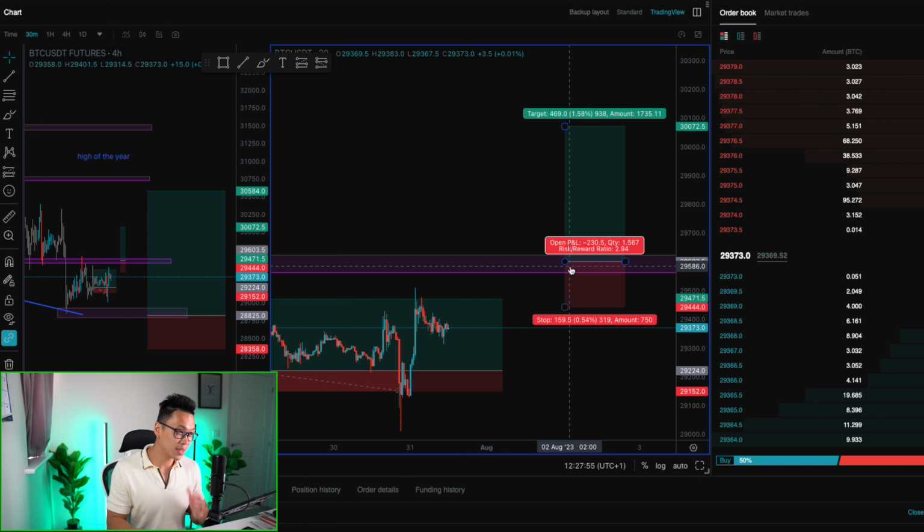But for the time being, that would be a trade idea: a break above the resistance, a retest on that, and then an entry. Day trade set.